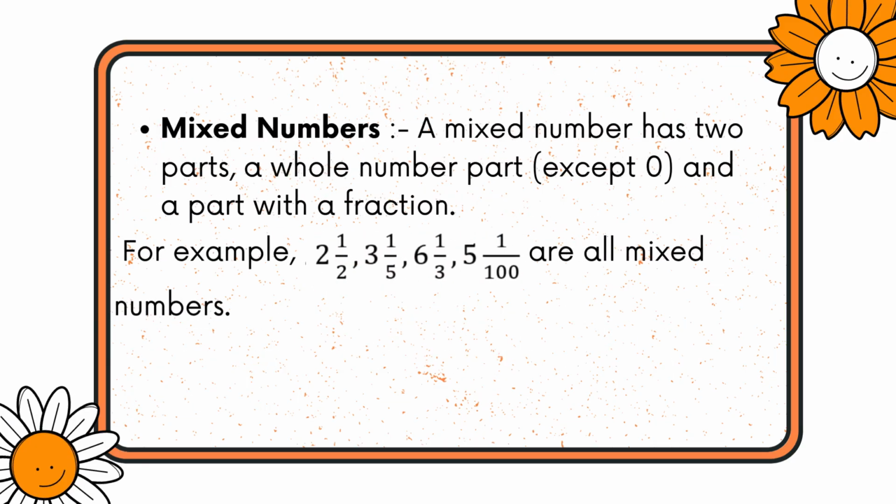Mixed numbers. A mixed number has two parts, a whole number part except 0 and a part with a fraction. For example, 2 and 1 by 2, 3 and 1 by 5, 6 and 1 by 3, 5 and 1 by 100 are all mixed numbers.